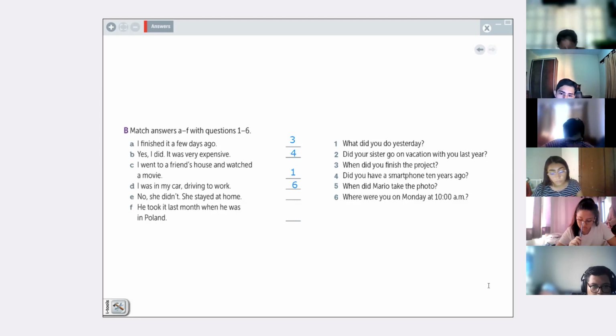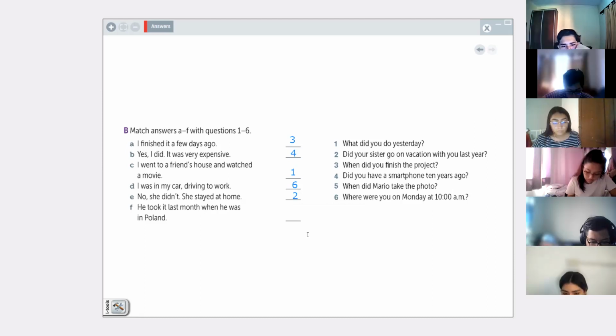Alejandra, please. Answer E. No, she didn't. She stayed at home. Did your sister go on vacation with you last year? Very good. Thank you. And the last one, please. He took it last month when he was in Poland. Number 5. When did Mario take the photo? Very good. Number 5.